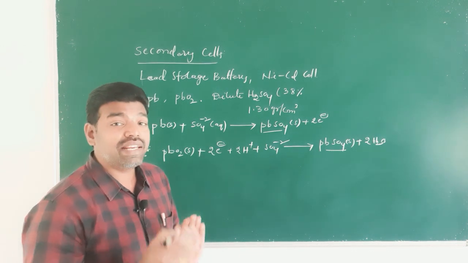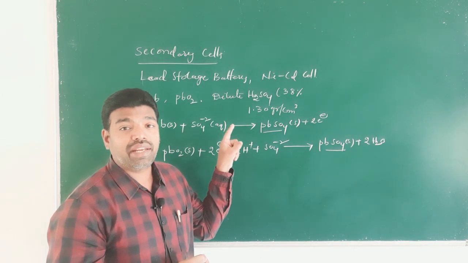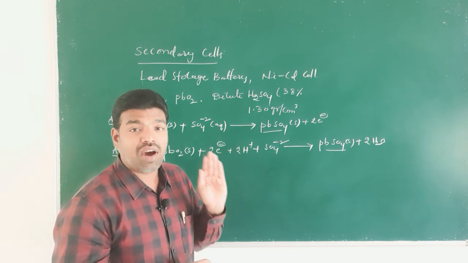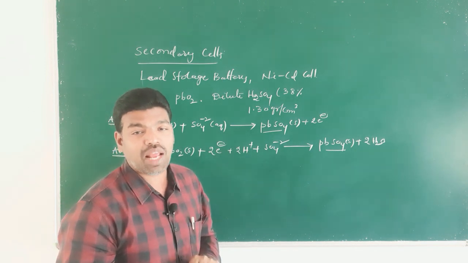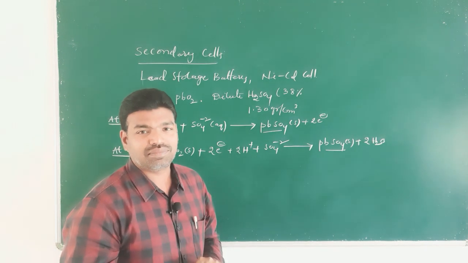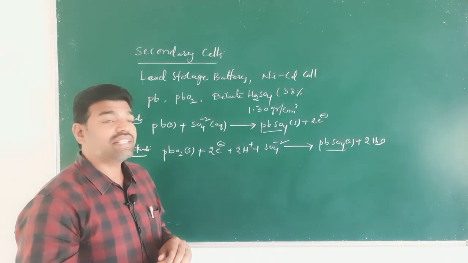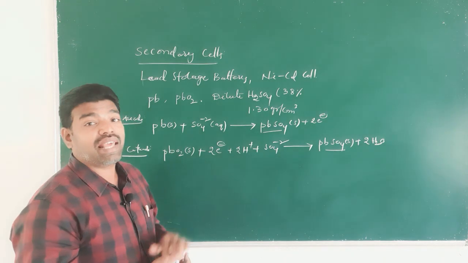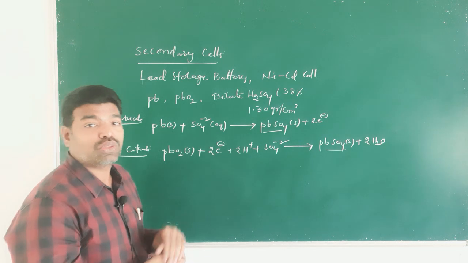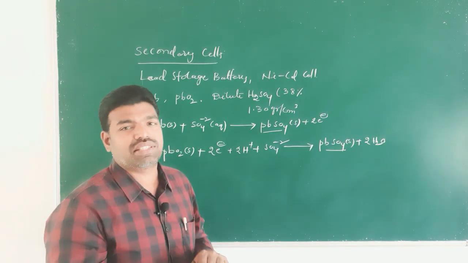So when the electrolyte density falls below 1.30 grams per centimeter cube, then the cell needs recharge. When the cell needs recharge, we can pass electrical current through this battery. We can pass electrical current through these cells, thereby we can recharge these cells.